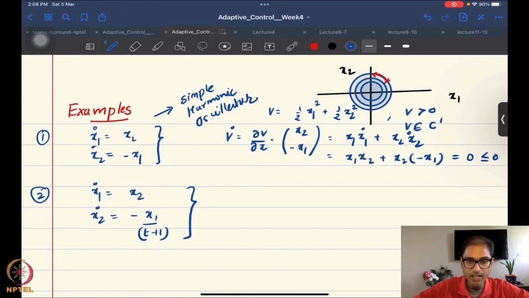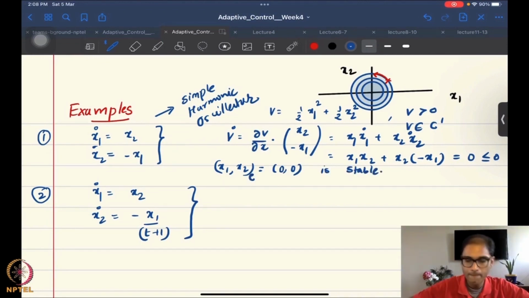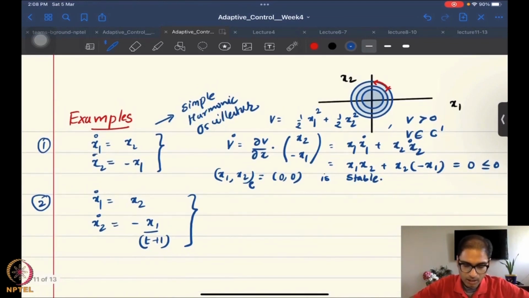So we have a candidate Lyapunov function, x1 squared plus x2 squared over 2, and we have shown that V dot is less than or equal to 0. According to the Lyapunov theorem, we have shown that x1, x2 equal to 0, 0 is stable. Now let's look at geometrically what's happening for this system.